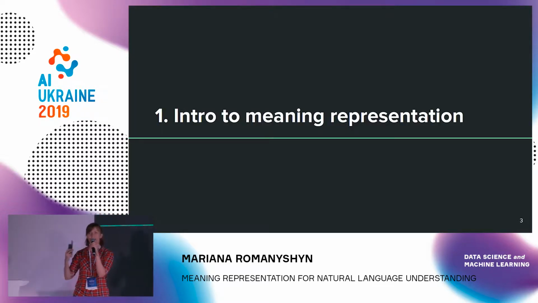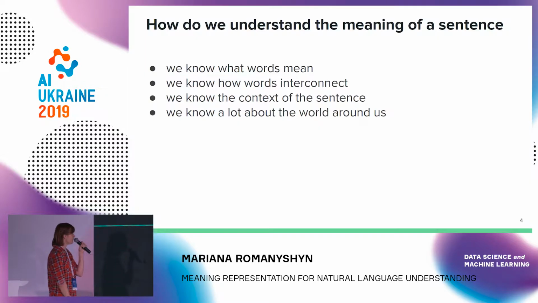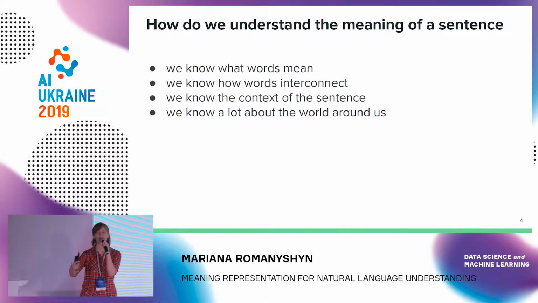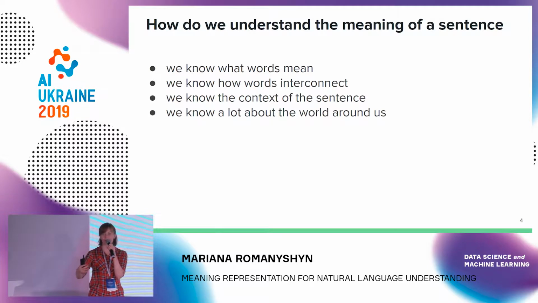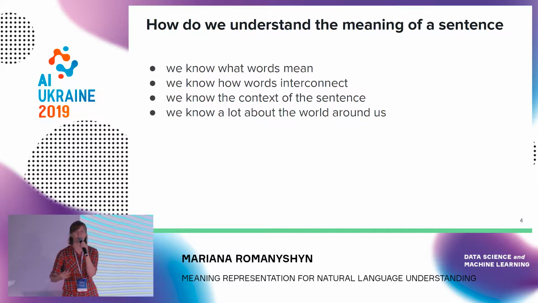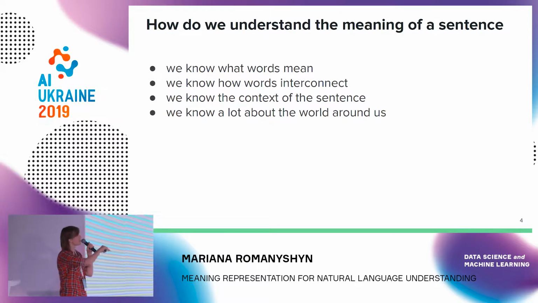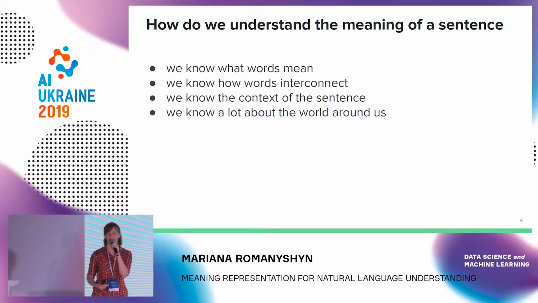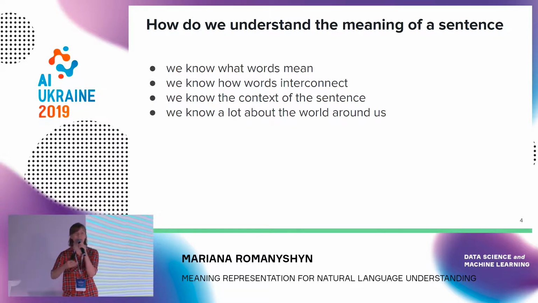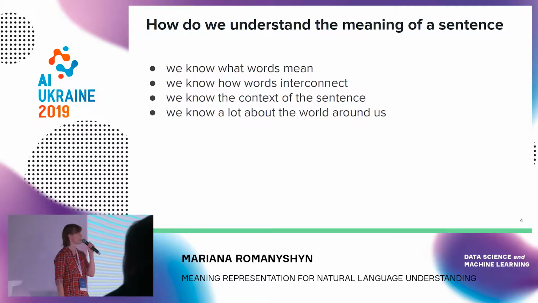Let's find our intuition first. How do we humans understand each other? How do we understand the meaning of a sentence? Well, first of all, we know what words mean, right? In the context, it's easy for us to disambiguate what a word means. Second of all, we don't communicate in words. We communicate in full sentences, and words in these sentences interconnect. So we know in what relation the words are with each other. And we know that from the order of words in the sentence, and from the form of the word, and so on and so forth.